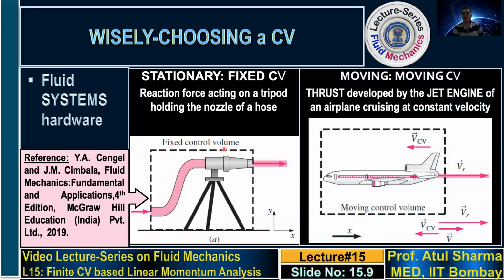But if the control volume is moving, let us suppose this aircraft is moving from right to left with a velocity of, let us say, 300 km per hour, and let's suppose the exhaust gas coming from the outlet of this aeroplane is at a velocity of, let us say, 500 km per hour.